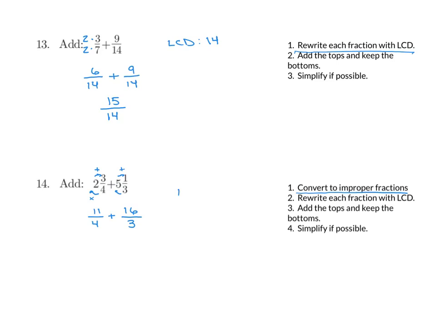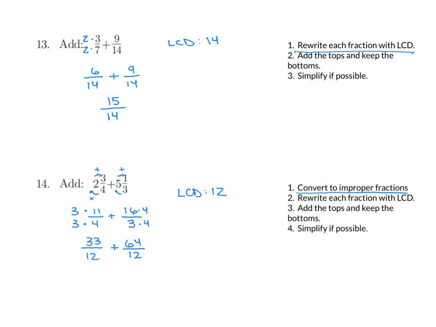Okay, what is my LCD? My LCD for this is going to be 12. So for the first fraction, how do we get from 4 to 12? We multiply by 3. We get 33 over 12. For the second fraction, how do we get from 3 to 12? We're going to multiply by 4. 16 times 4 is 64 over 12.